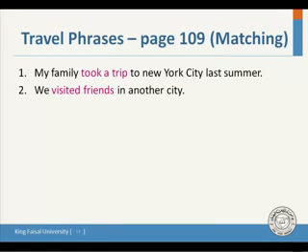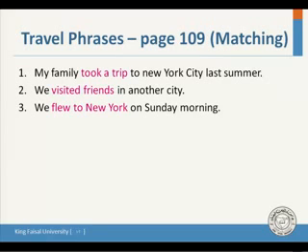Another sentence, we visited friends in another city. Can you make a sentence like this? Okay, I visited my friend in Riyadh. I visited my grandfather in Jeddah.